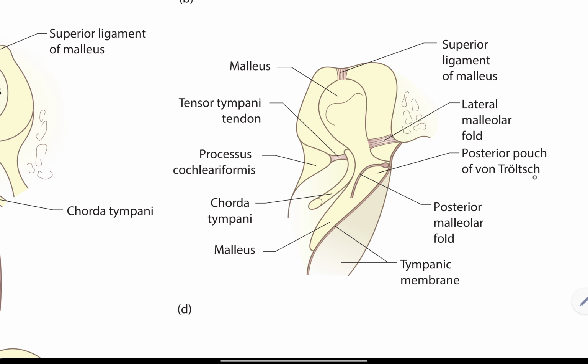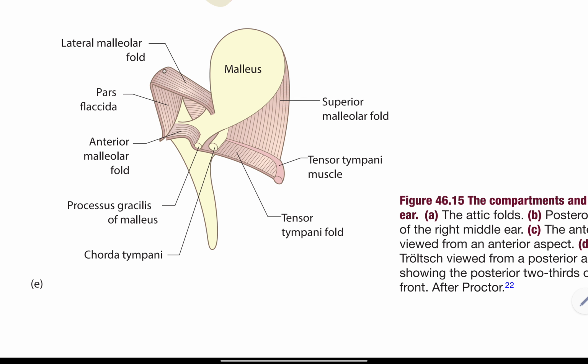E. Prussak's space, showing the posterior two-thirds of the space seen from the front, after Proctor. Lateral malleolar fold, pars flaccida, anterior malleolar fold, processus gracilis of malleus, chorda tympani, tensor tympani fold, tensor tympani muscle, and superior malleolar fold. This is the malleus.